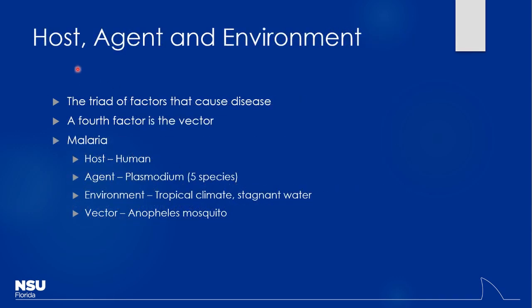So you guys are familiar with the host, agent, and environment triad? They have influence on one another. You've at least looked at the malaria cycle before. We'll look at that again here, but it's a triad of factors that will affect disease. The fourth factor here is going to be the vector, as we'll mention in a moment. But looking at malaria, the host here is going to be you, the human, right? The agent is going to be the plasmodium. In the environment, typically it's going to be places like tropical climates and stagnant water, and then the vector happens to be the Anopheles mosquito, right?